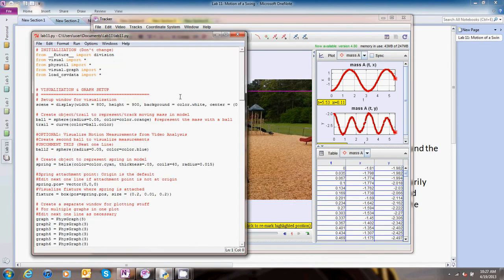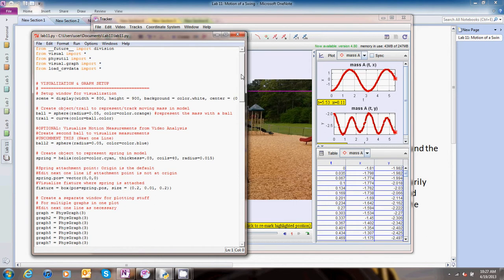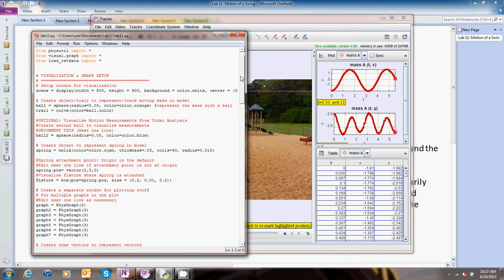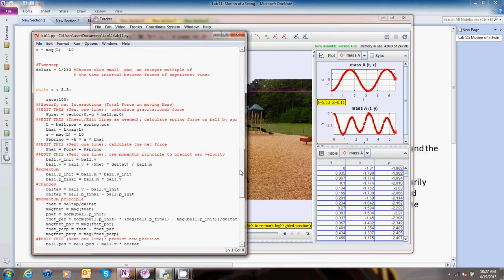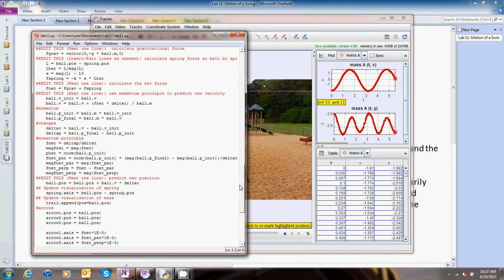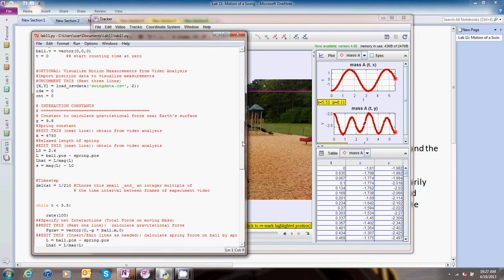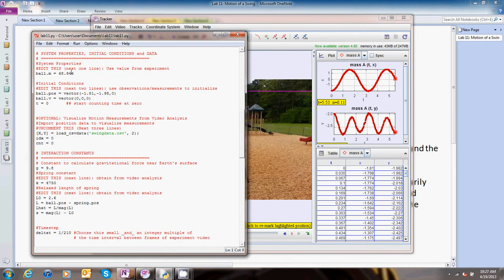And here's the code that I made for it. It updates velocity, position, momentum, stretch, and the forces all down here. And then I inputted the person's mass, 68 kilograms, and his starting position, which was extracted from the tracker data. I found the spring stiffness and the unstretched length of the spring.